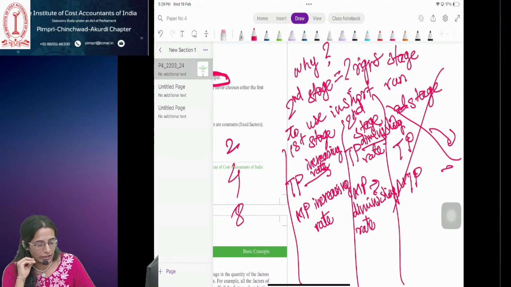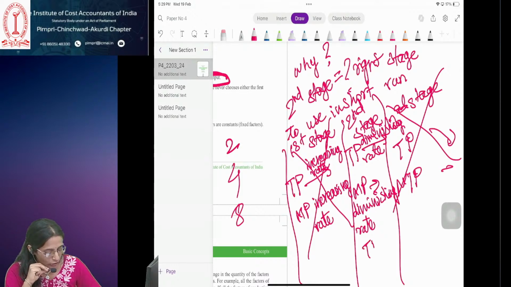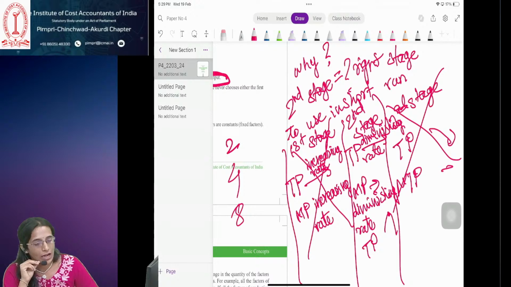The law of variable proportion is for the short run. So, in the short run, will the total product increase at an increasing rate? No. The total product will not increase at an increasing rate. It will increase at a diminishing rate. So, the producer will not take the first stage. Again, why the second stage? At the second stage, the total product is at its peak, right? And what the producer wants is that the total product should be at its peak, the highest level. So that is the second reason why the producer will go for the second stage in the short run. Got it? Clear?